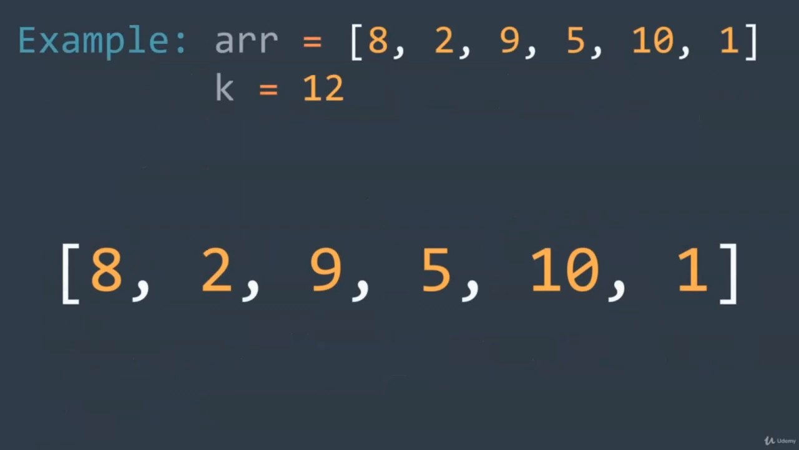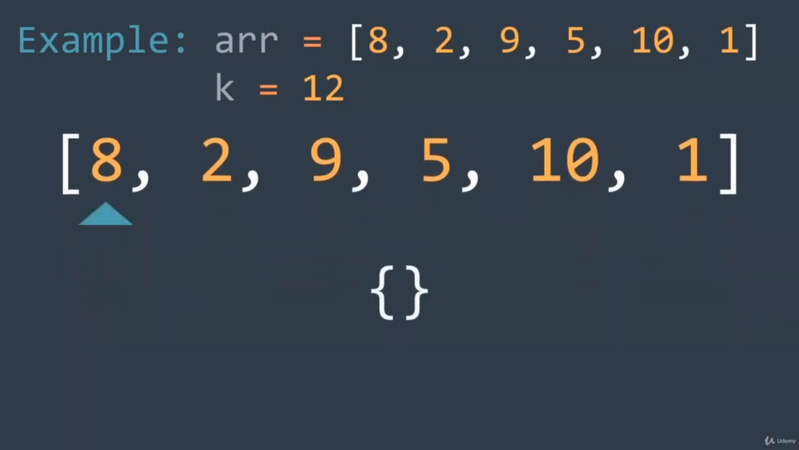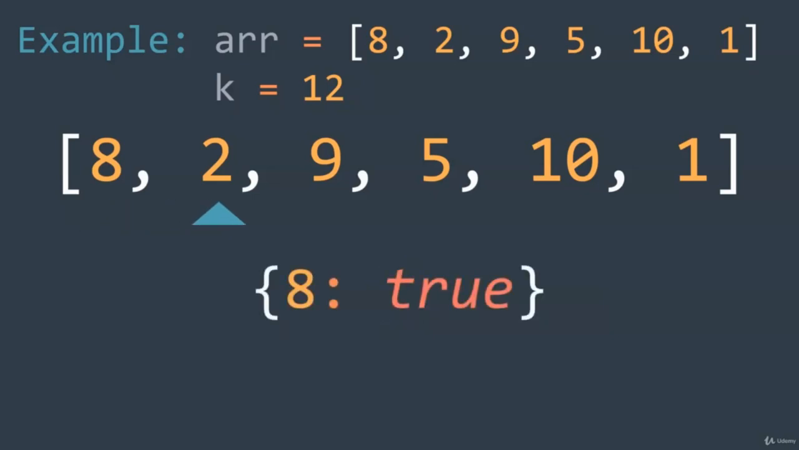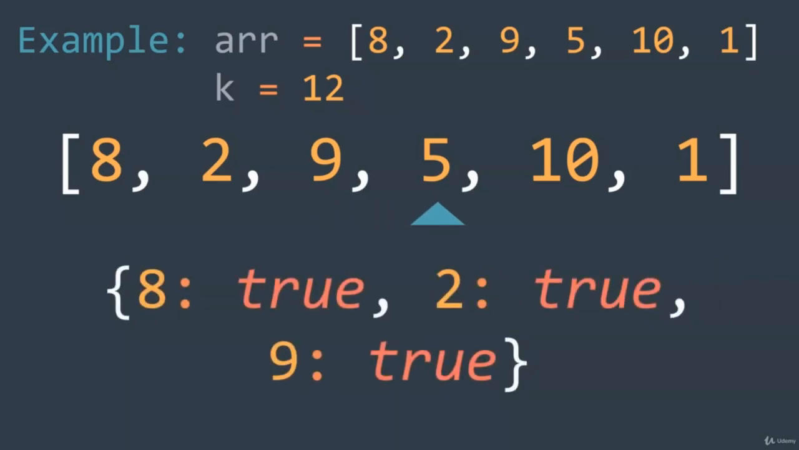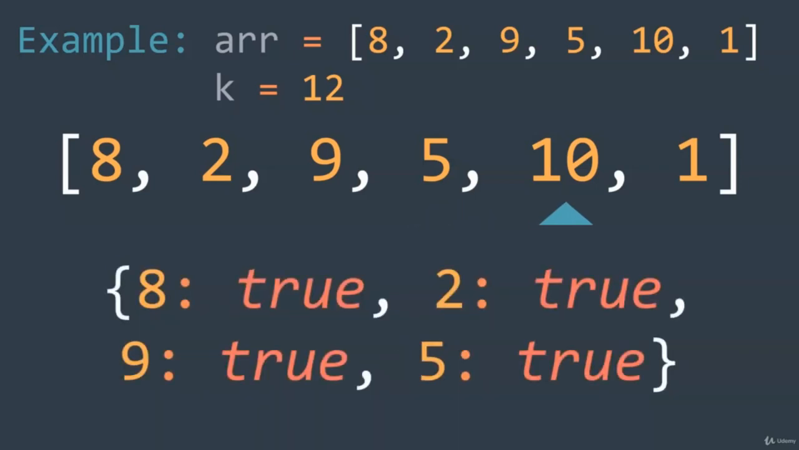For example, with this array, we start with an empty hash table, because we didn't visit any element yet. And we start. Does 12 minus 8, which is 4, exist in the hash table? No, we store 8 and we continue. Does 12 minus 2 exist in the hash table? No, we store 2 and we continue. Does 12 minus 9, which is 3, exist in the hash table? No, we store 9 and we continue. Does 12 minus 5, which is 7, exist in the hash table? No, we store 5 and we continue. Does 12 minus 10, which is 2, exist in the hash table? Yes, we already seen it, so we return true, because we have a pair of elements that sums up to k.